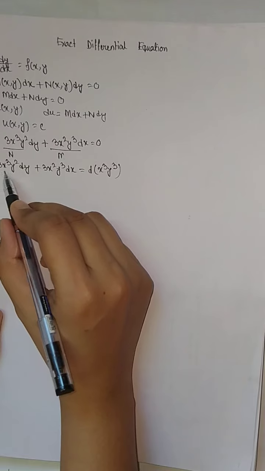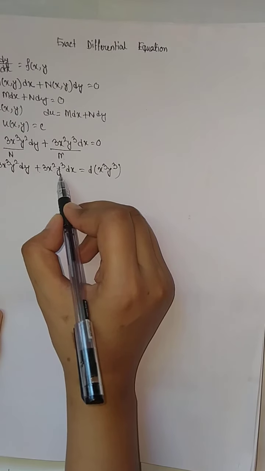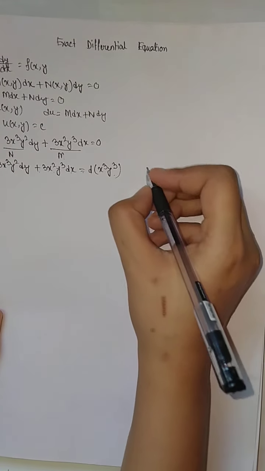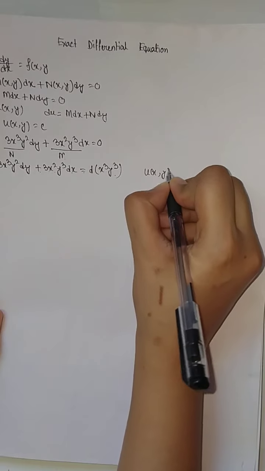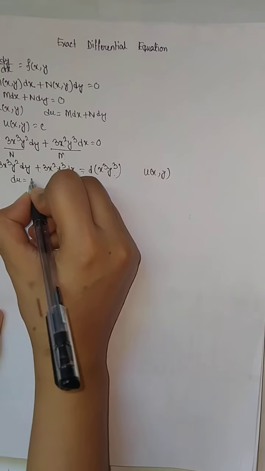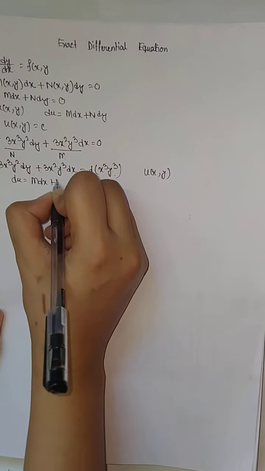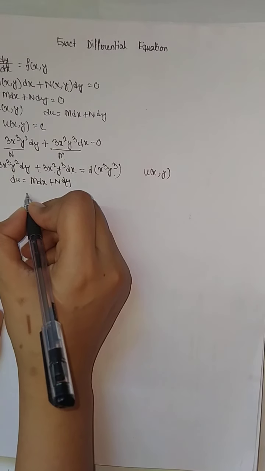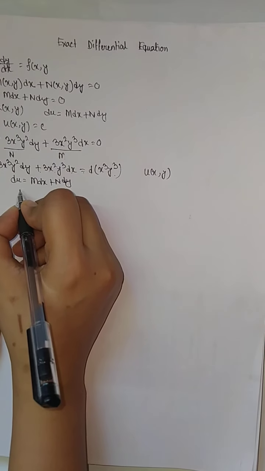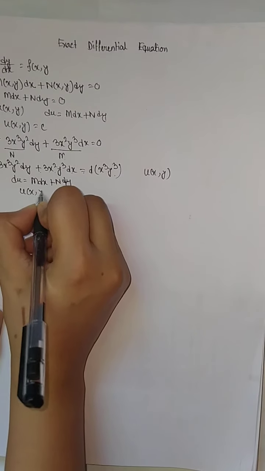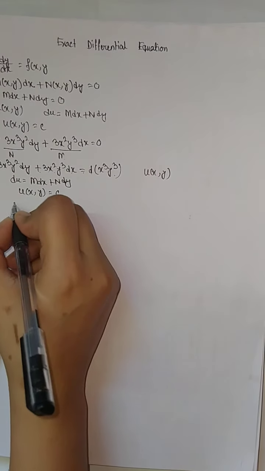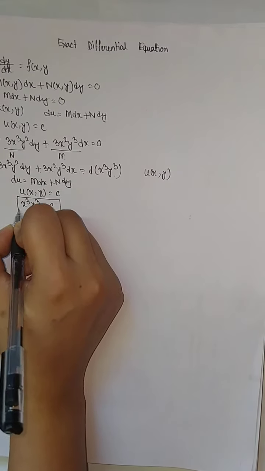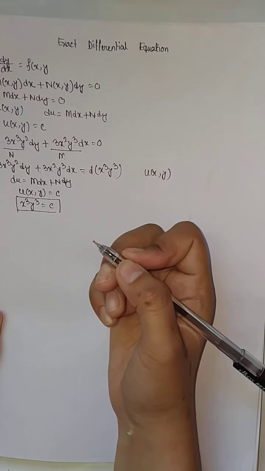Since 3x³y² dy + 3x²y³ dx = d(x³y³), there exists a function u(x,y) such that du = M dx + N dy. Hence it is the exact differential equation, and the primitive of the equation is u(x,y) = c. Here u is x³y³, so x³y³ = c. So this is the general solution of the differential equation.